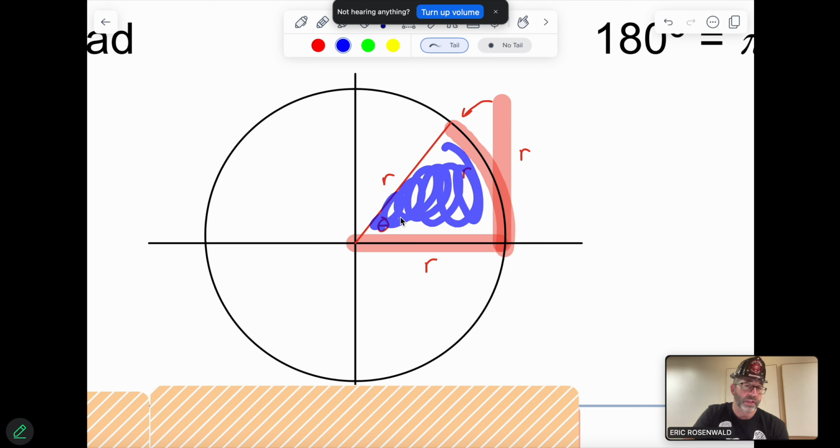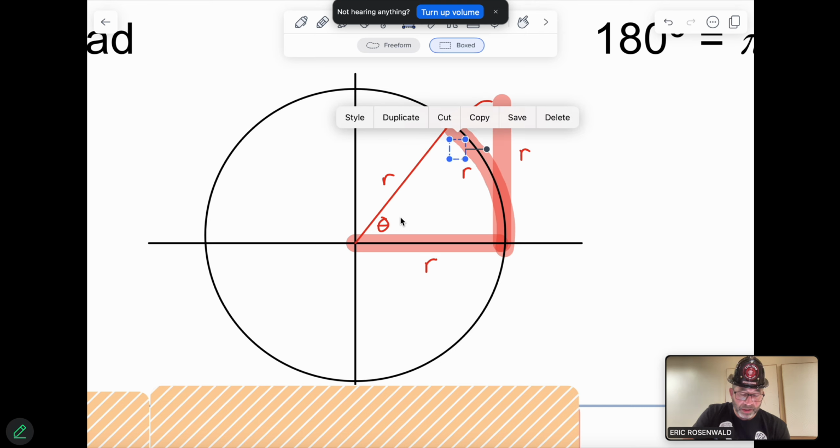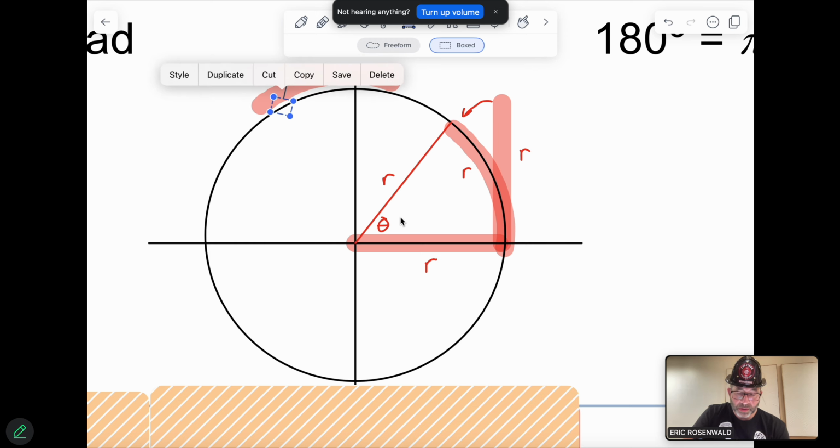Well, let's see. So if I take this portion right here, and I'm going to duplicate this, and I'm going to rotate it so it fits on here nicely.